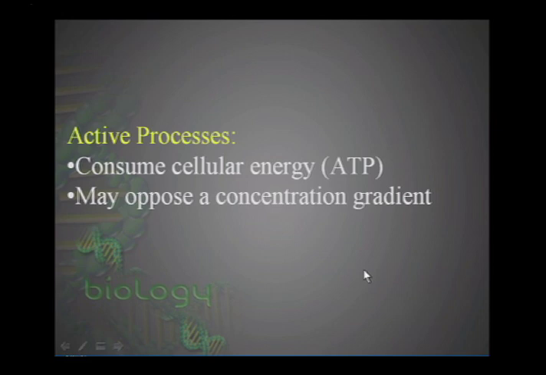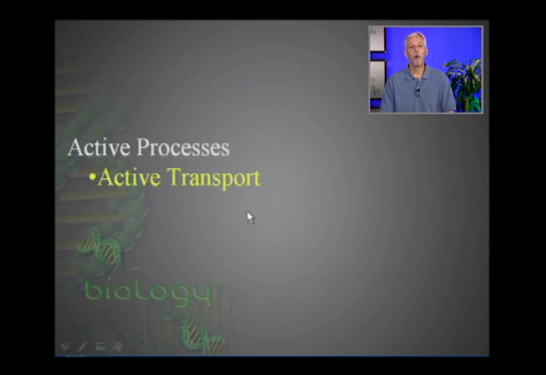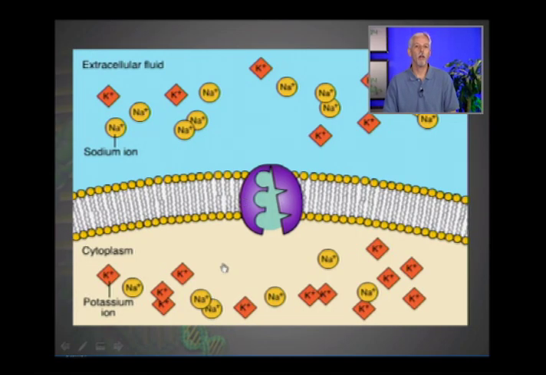Now, active processes consume cellular energy. They consume a molecule called ATP. And because energy is being added to the system, it is possible to oppose a concentration gradient in active processes. So one of these we've talked about before, active transport. And so let's look at an example of active transport.